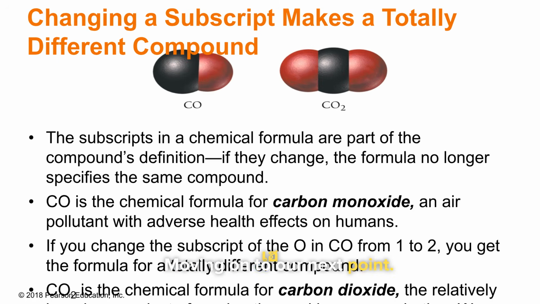Moving on to our next point. Changing a subscript in a chemical formula creates a completely different compound. For example, CO is carbon monoxide, which is a harmful air pollutant. If you change the subscript of oxygen to 2, you get carbon dioxide, which is relatively harmless.